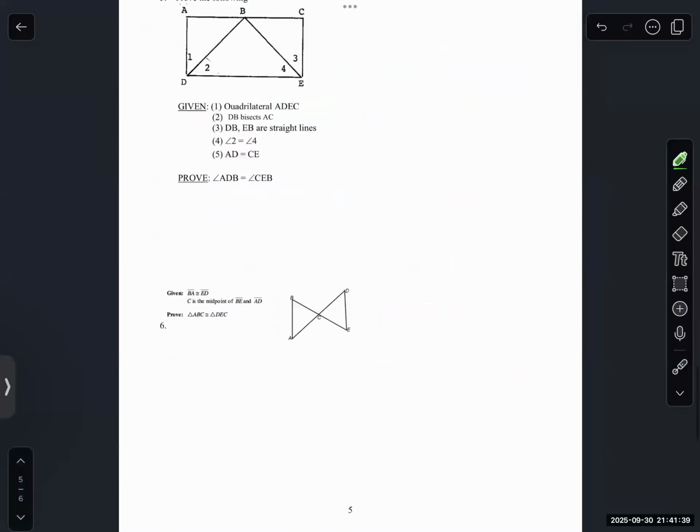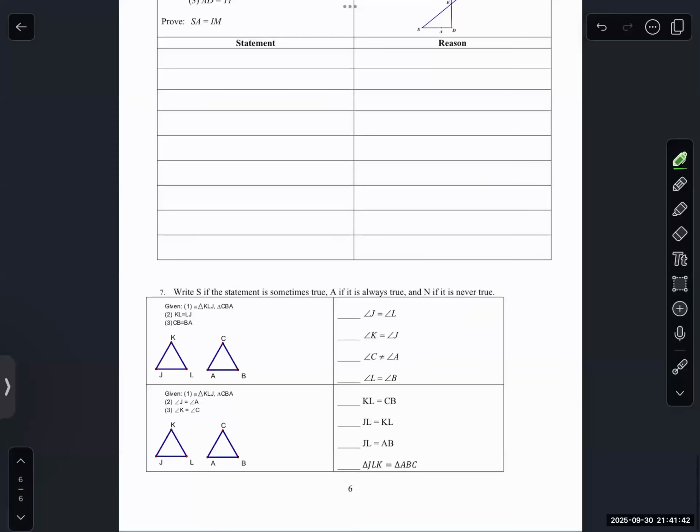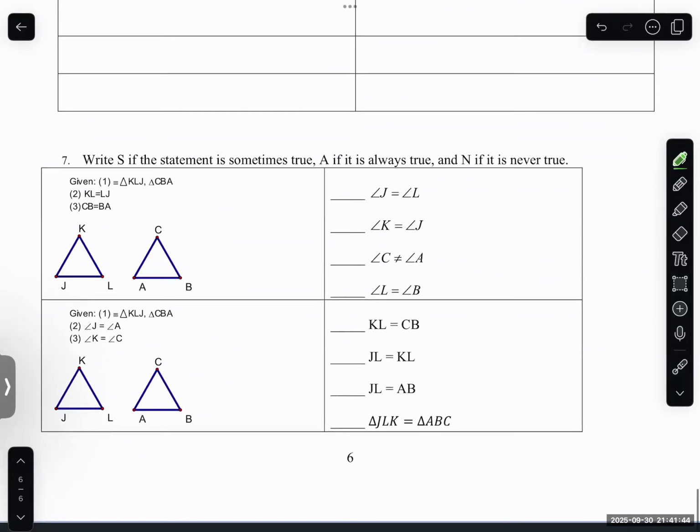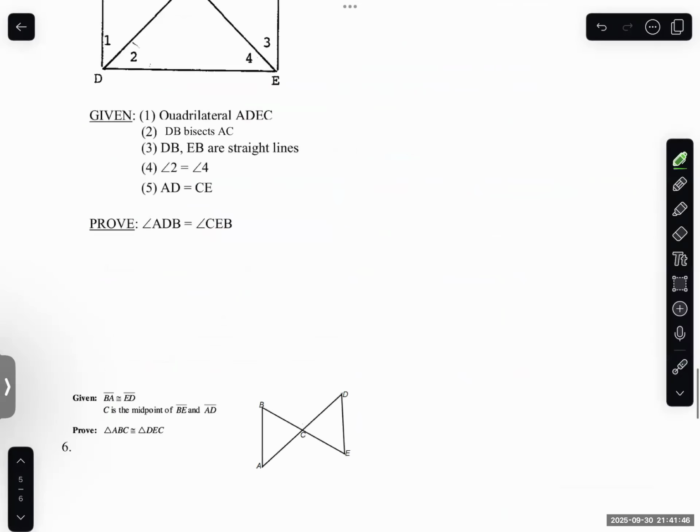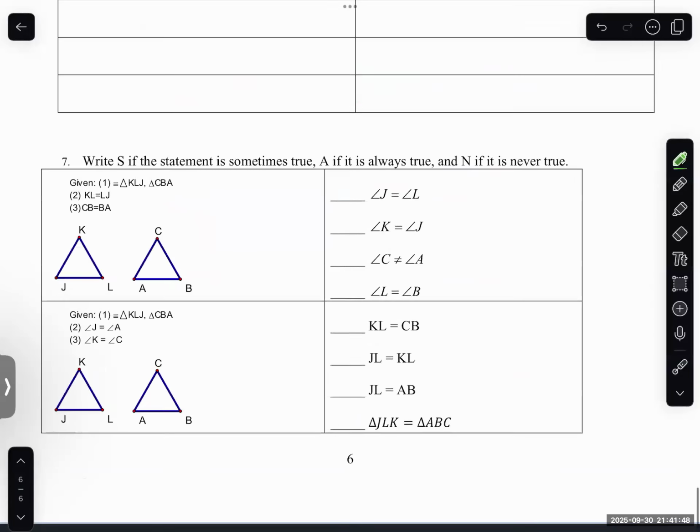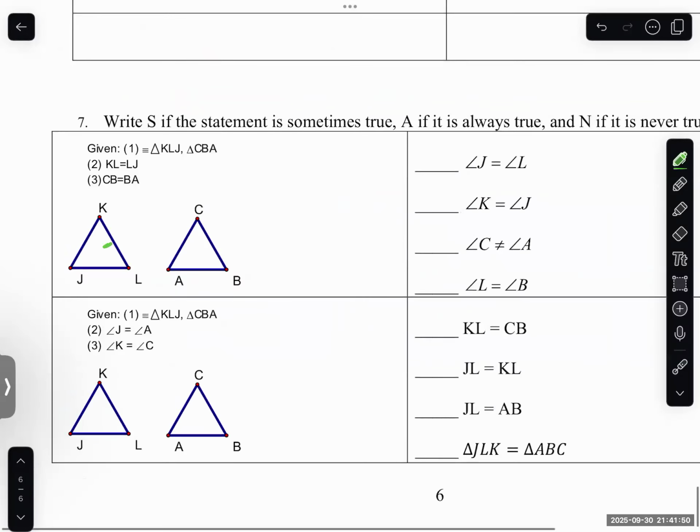Okay. Hopefully those videos are helpful. I can go through these kind of quickly. So I think these proofs, most of them are pretty self-explanatory. You've seen stuff like that before. For this one, KL is equal to LJ, CB is equal to BA. Now, since they're separately equal, I can say that all these angles are equal. Or sorry, I can say that the angles and the triangles are equal to each other, not all of them. So J sometimes equals L, K always equals J.